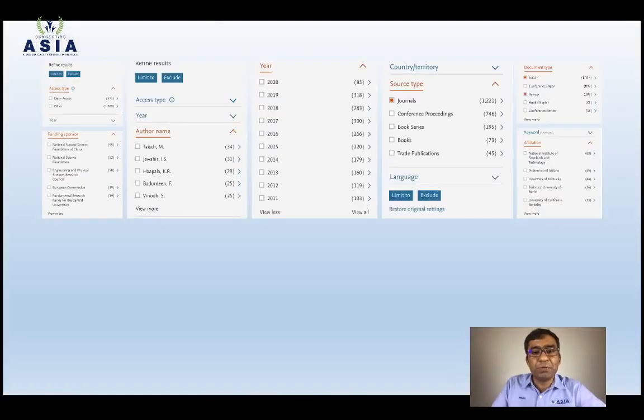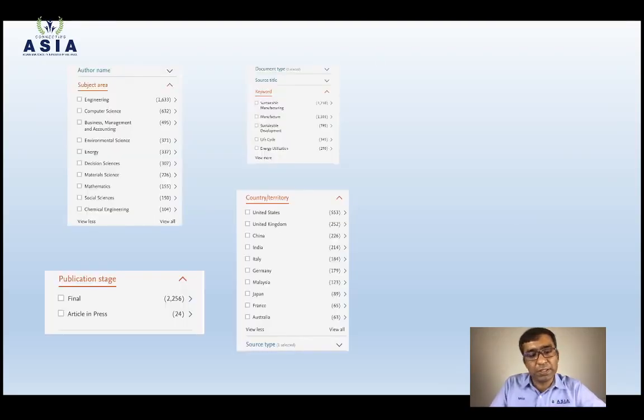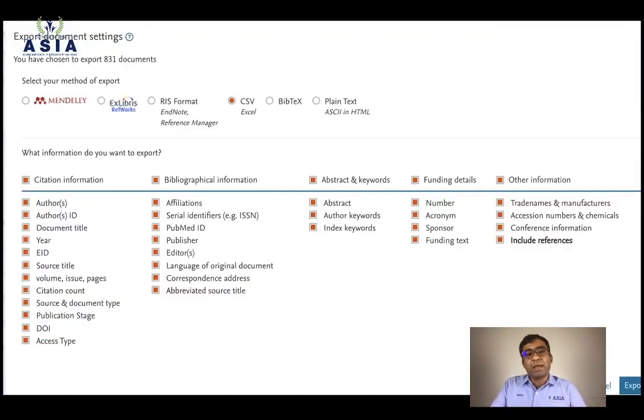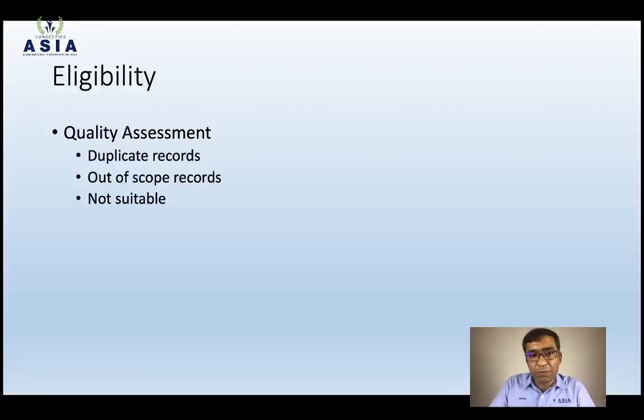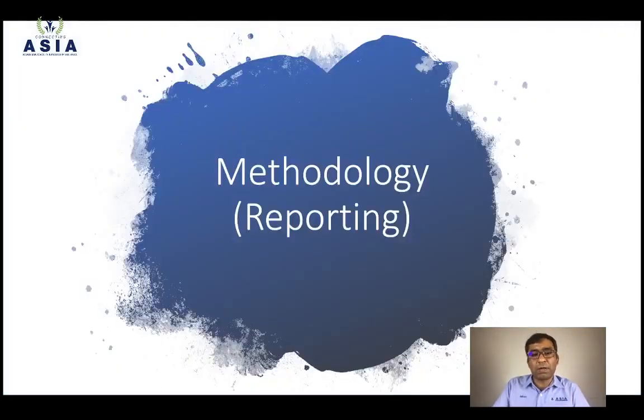Okay, let's move. These are some of the practical criteria for reducing your results. This is how we export the result, and then remove duplicates and out of scope records, and do the recording. Now the most important part. This is what we have already done. I think everybody is clear with these steps.